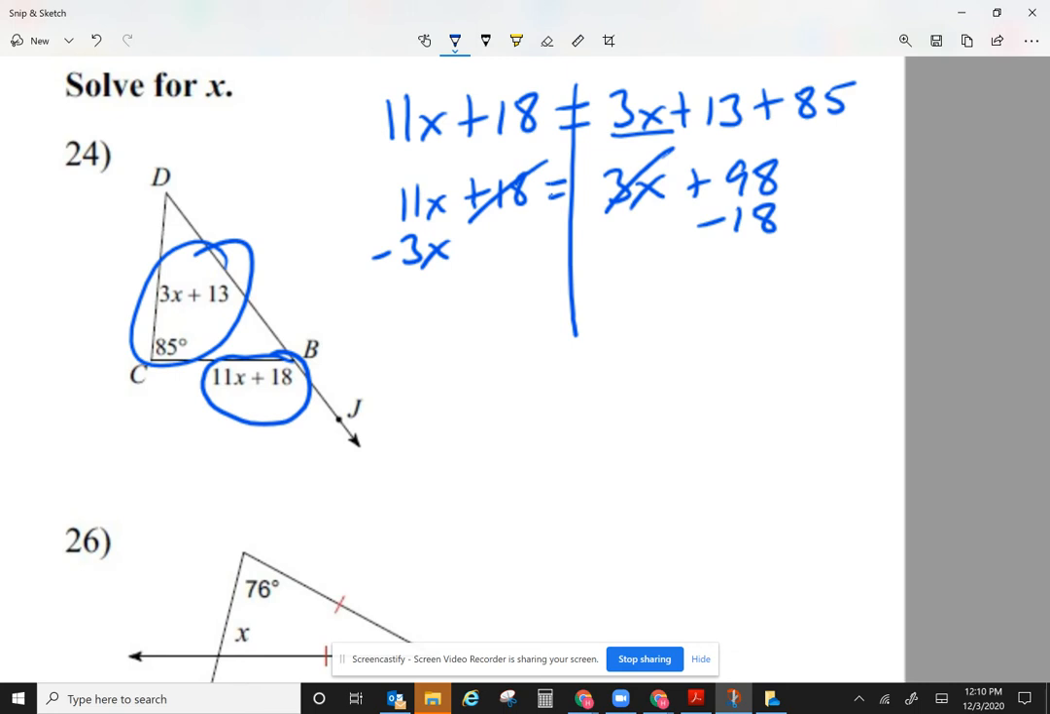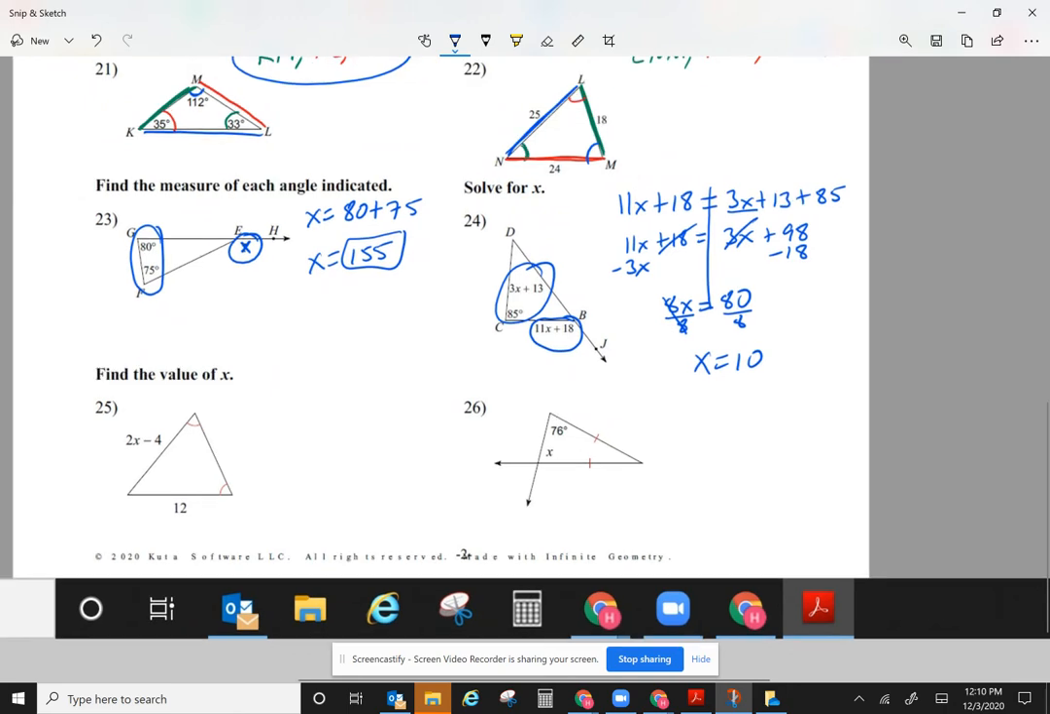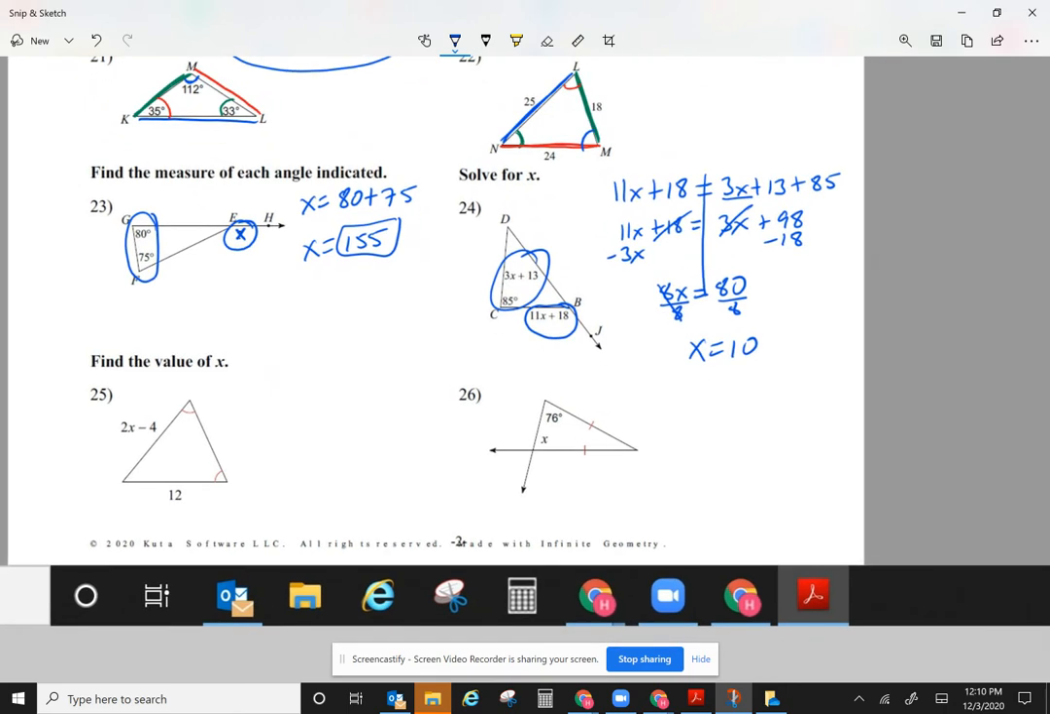Now looking at the left, I have 11 minus 3. So that's 8. So I have 8x equals 98 minus 18. That's 80. Let me divide both of my sides by the number in front of the x. So x in this case is 10. Remember, the angle on the outside equals the angles on the inside.